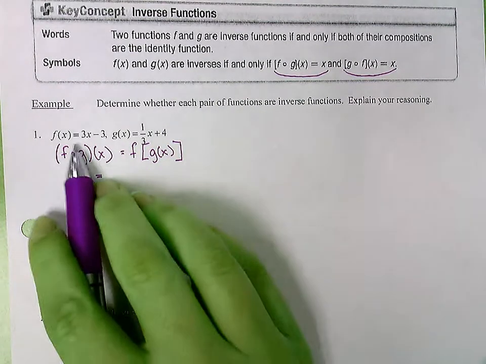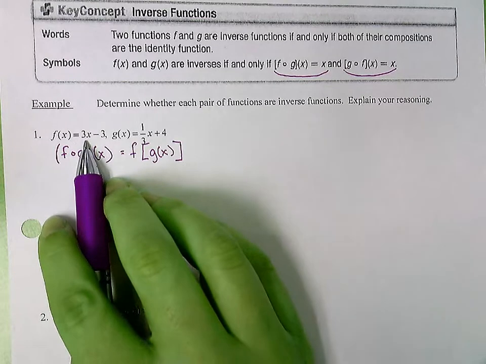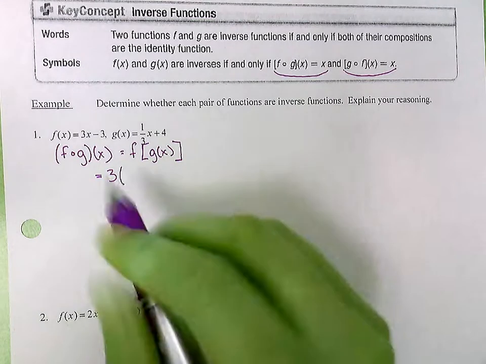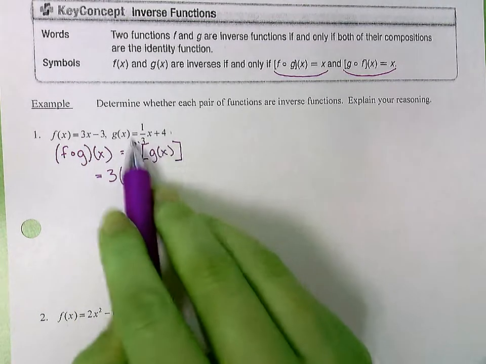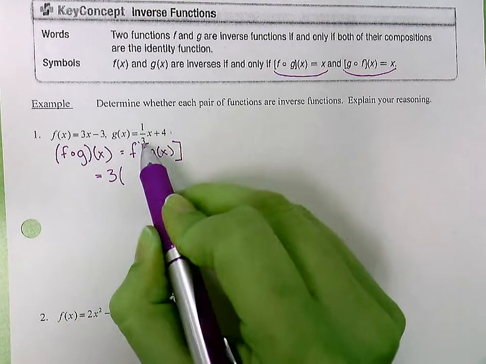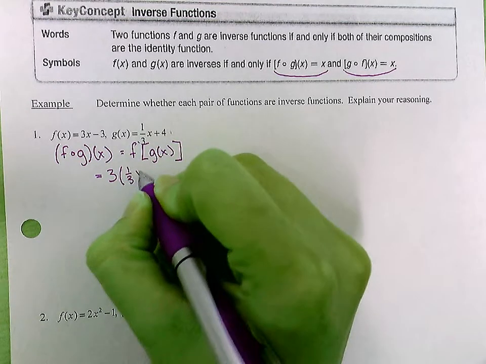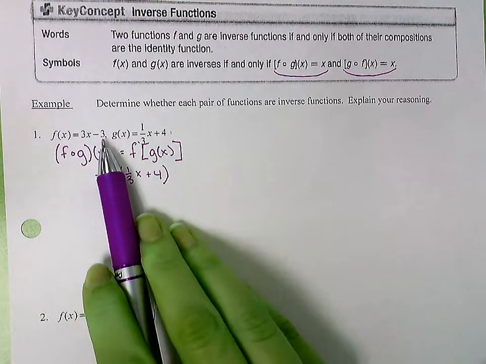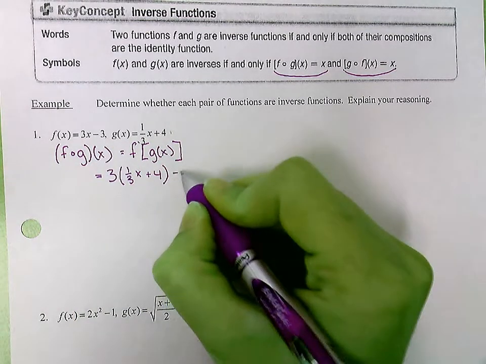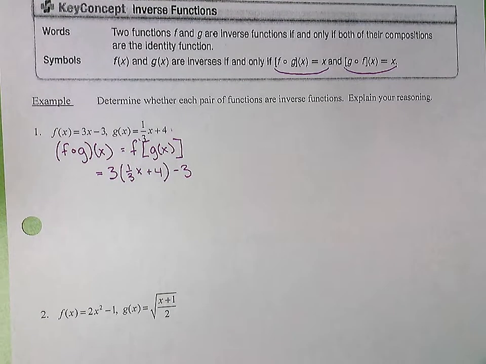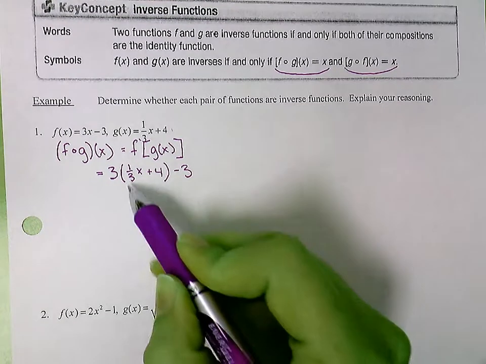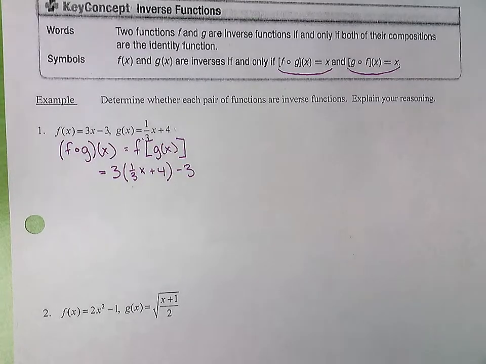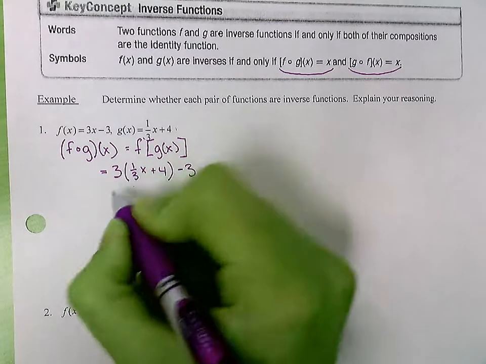So with my f function here, I start with a 3. Then I have an x. I want to plug in g of x for that x value. So I'm plugging in 1/3 x plus 4. That was that x value there. Then I have to subtract 3. So here's your g of x function, I plugged it in for that x value there. From here I can just simplify.